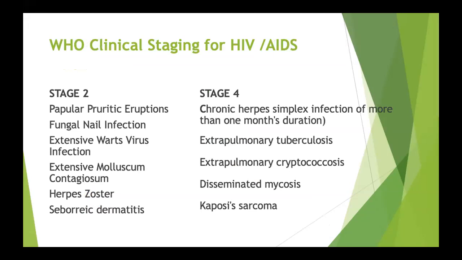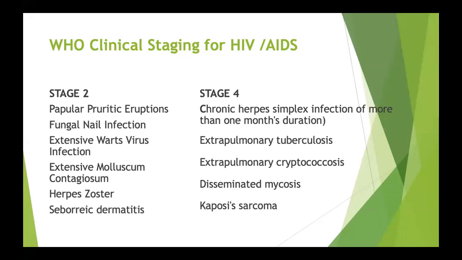All right, so with relation to the WHO clinical staging for HIV and AIDS, we have put some of the skin lesions according to the stage that they belong to. So in stage 1, we don't really see much of these skin lesions. On stage 2, we would have PPE, fungal nail infections, extensive warts, viral infections, extensive molluscum contagiosum, herpes zoster, and seborrheic dermatitis.